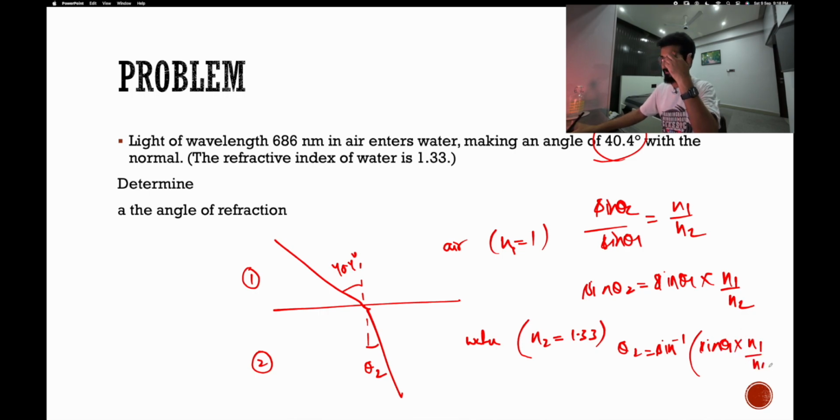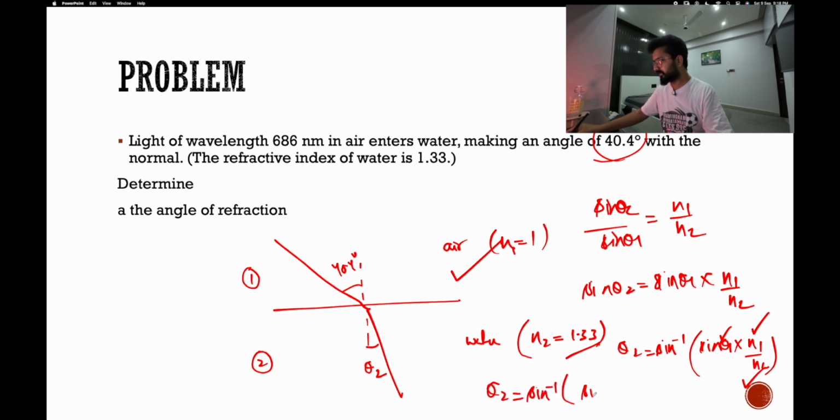So theta 1 is given, which is 40.4 degrees here. N1 is refractive index of air, 1. N2 is refractive index of water, 1.33. So let's plug in all the values. Sine inverse of sine of theta 1, which is 40.4 degrees. Please be careful here that the angles are in degrees, so your calculator has to be in degrees mode, but not radians. Times N1, which is 1, divided by N2, which is 1.33. If you simplify this, you must get 29.2 degrees.